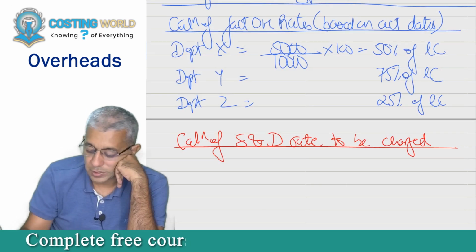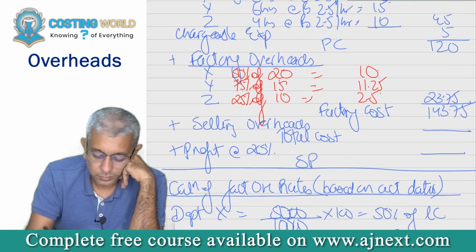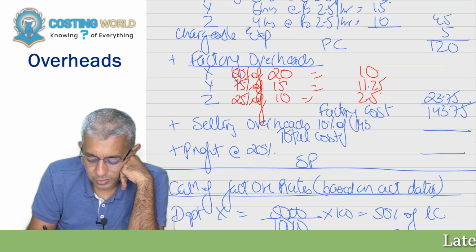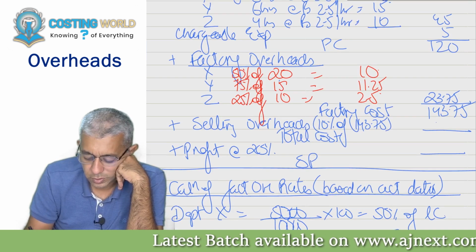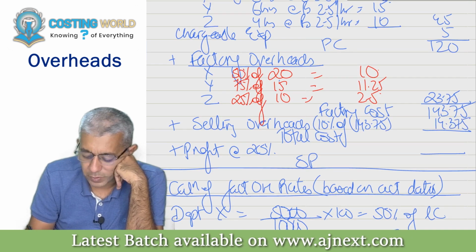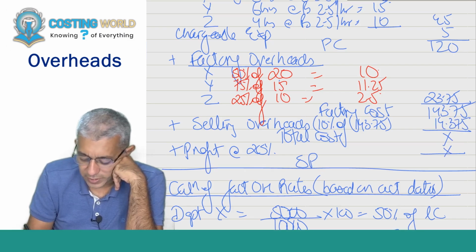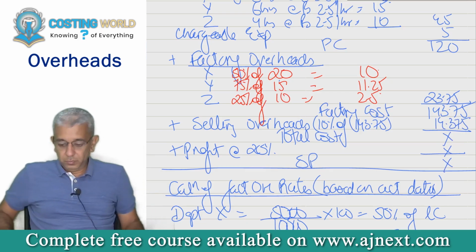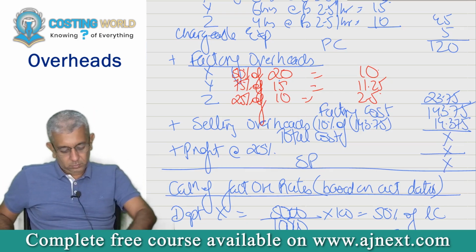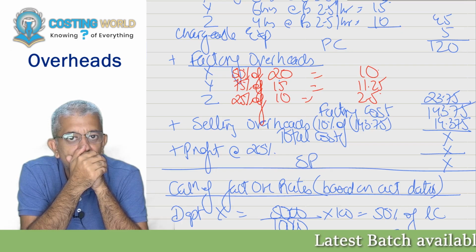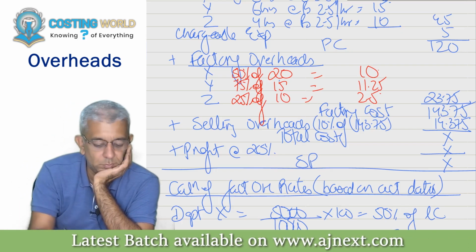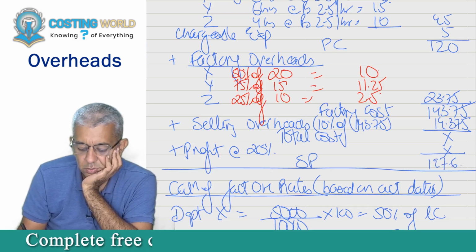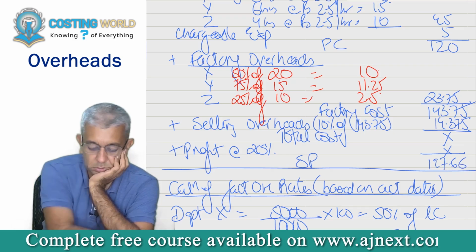So come back to your answer, the last thing that we all are writing. 10% of 143.75 is 14.375. Please get this. Take 20% of that. Get your selling price. Selling price is coming to 197.66.